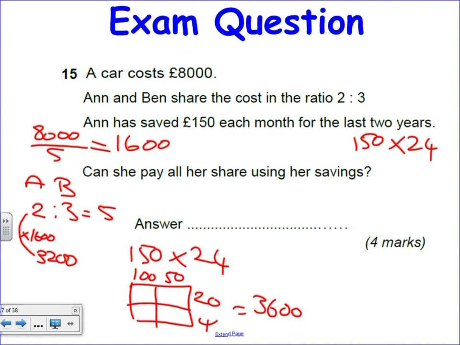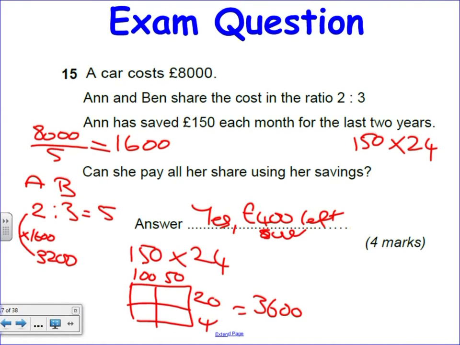So she needs 3,200. She saves 3,600, so she's got 400 quid to go and buy some shoes and a nice frock. Okay? And that's 4 marks. The answer is yes, she can. £400 left over. Just to be smart. Okay? And that's how it works.